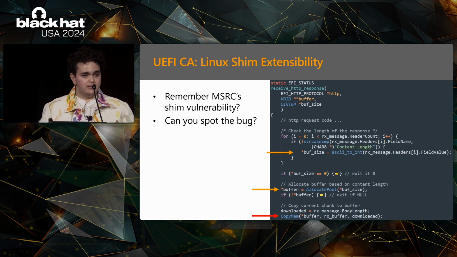Because the content length is untrusted, and it's from an untrusted server, there's nothing stopping the server from lying to you and saying, "Oh, the content length is only 1 byte," but in reality, I'm going to send you 1,000 bytes. This again goes back to the idea of extensibility. Extensibility can add attack surface and increase customer risk.